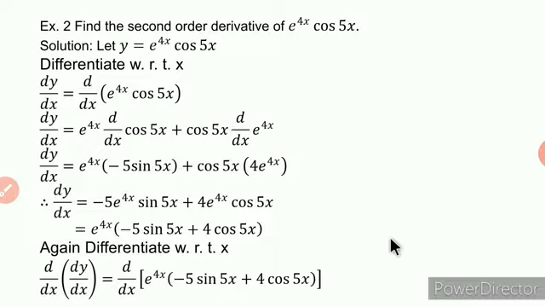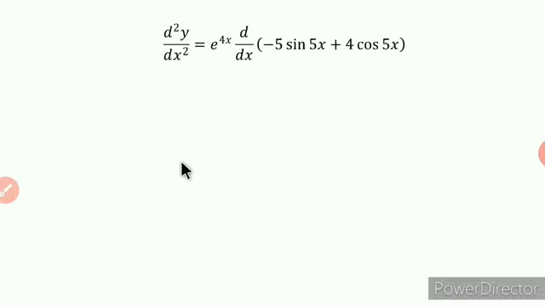So by taking the derivative on the LHS, we get d square y by dx square is equal to e raised to 4x into d by dx of minus 5 sin 5x plus 4 cos 5x, plus minus 5 sin 5x plus 4 cos 5x into d by dx of e raised to 4x. Now taking the derivatives, the derivative of sin 5x is 5 cos 5x, the derivative of cos 5x is minus 5 sin 5x, and the derivative of e raised to 4x is 4 e raised to 4x.